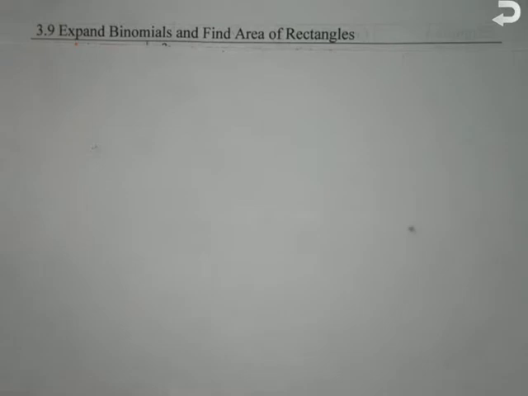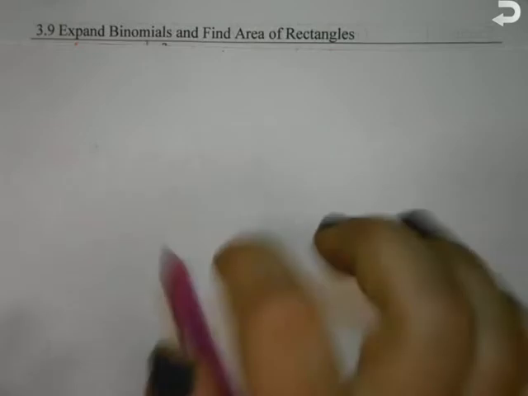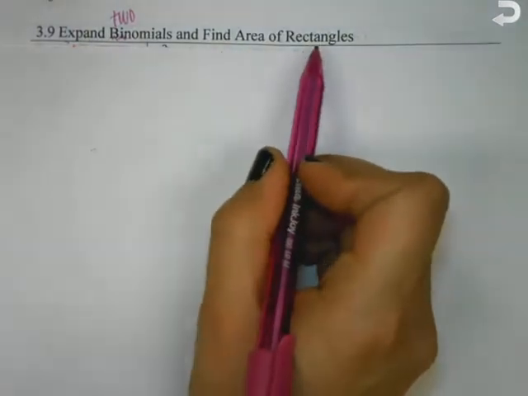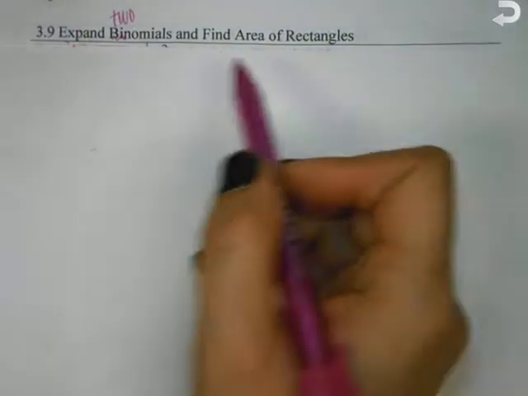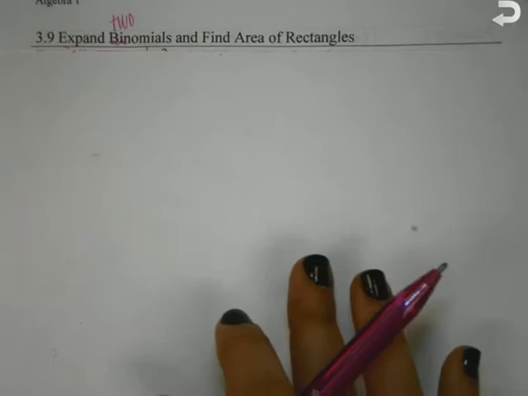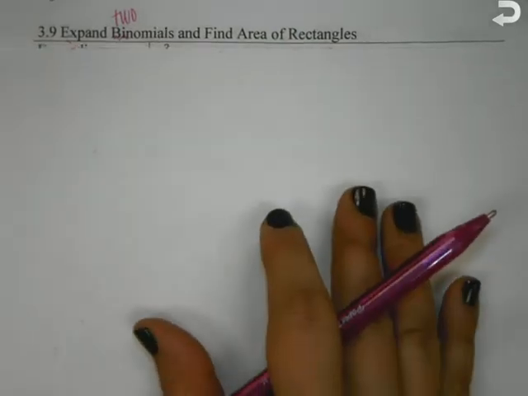So we're actually going to take what we learned in the last unit and apply it to something new. For 3.9, we are expanding binomials. Bi means 2. And we're going to find area of rectangles, okay? So we're going to take what we just learned and apply it to something that's a little bit different, okay? So, expanding binomials, what does that mean?